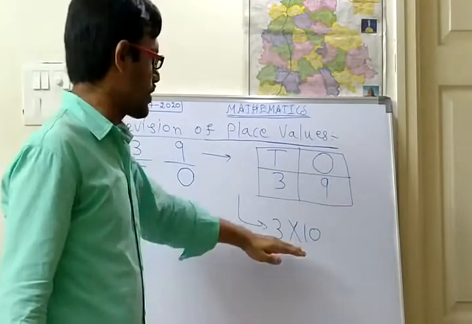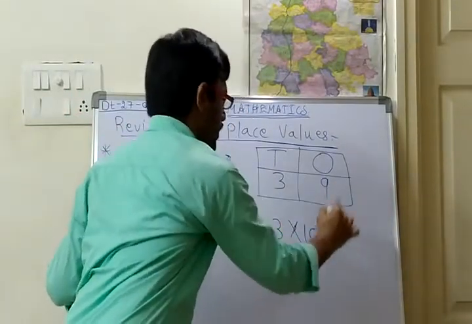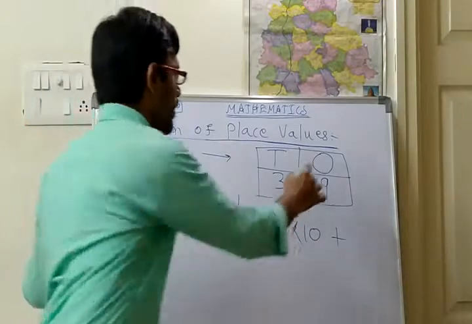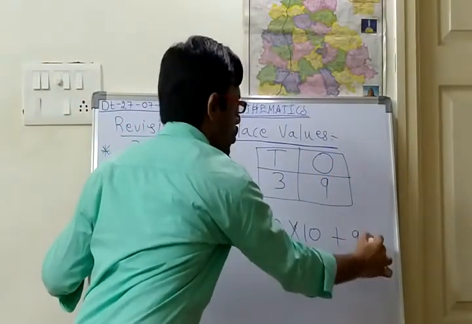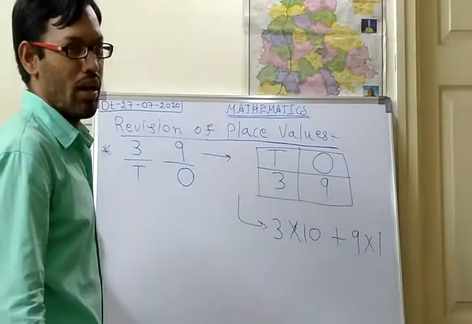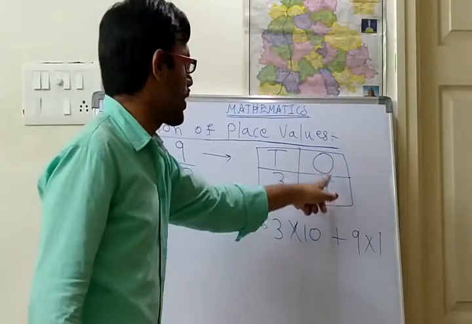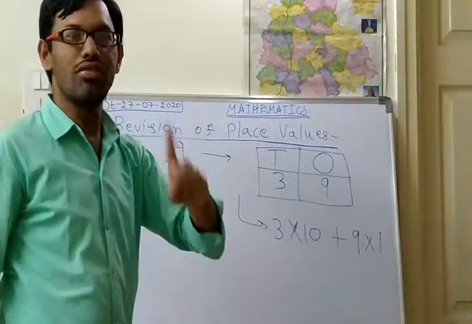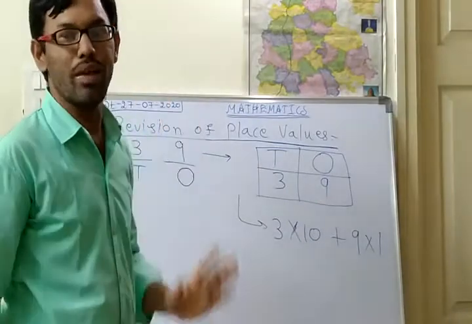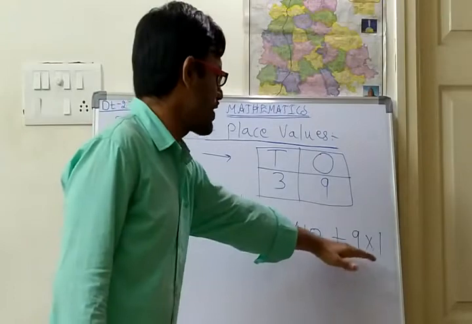Okay, like this we have to see. So 3 into 10 plus, next 9, 9 into 1. Okay, 3 into 10 plus 9 into 1. Why 9 into 1? Because 9 is in the ones place. Ones place means 1. So place values always we have to take for the multiplication only. Okay. So here 3 into 10 plus 9 into 1.